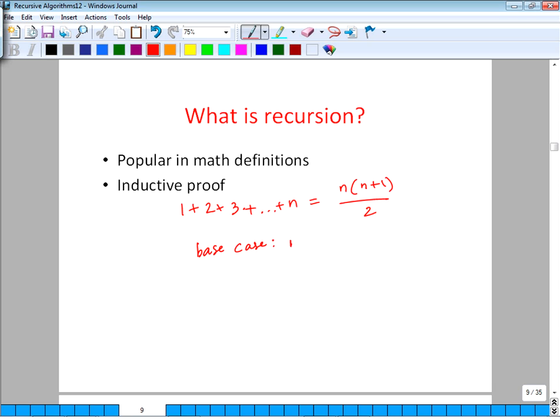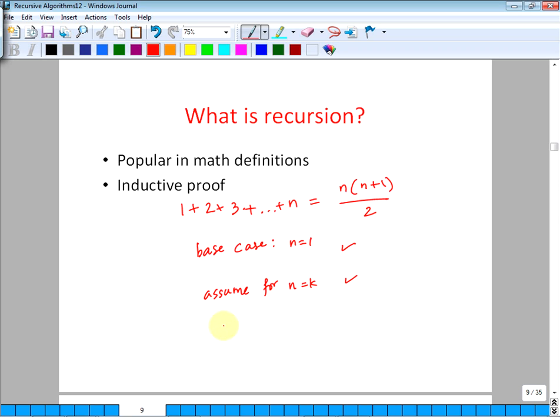Base case, n equal to 1. If n equal to 1, you know that it's just 1, and it's 1 into 2 by 2, so that's true. We have to prove that this is true for n equal to 1. That's the base case. Then we assume that for n equal to some k, the equation is true.